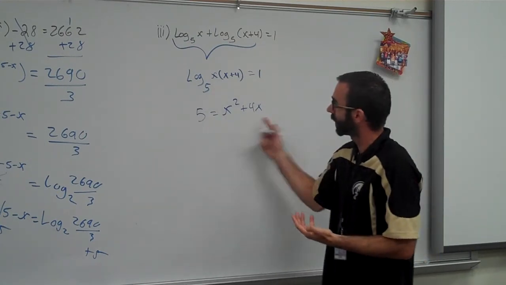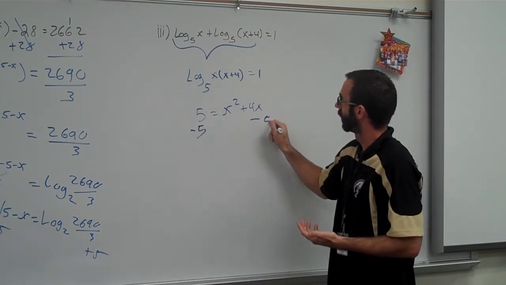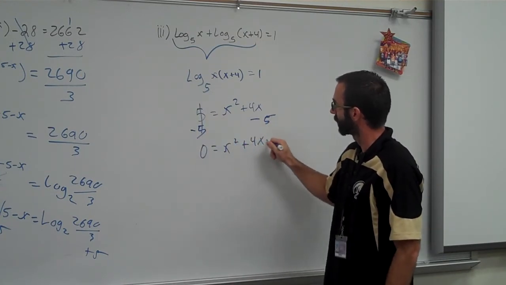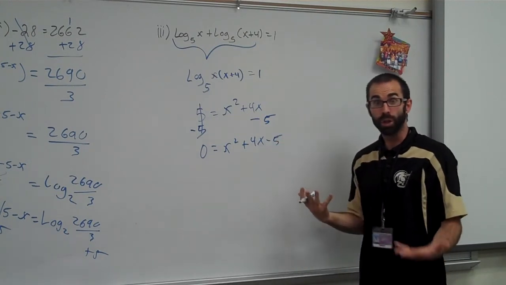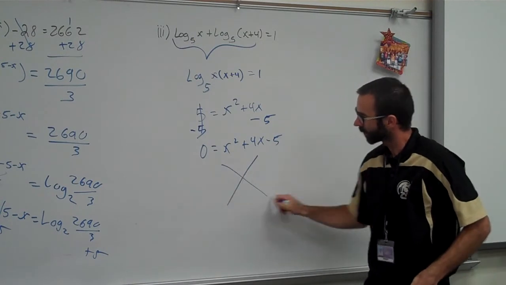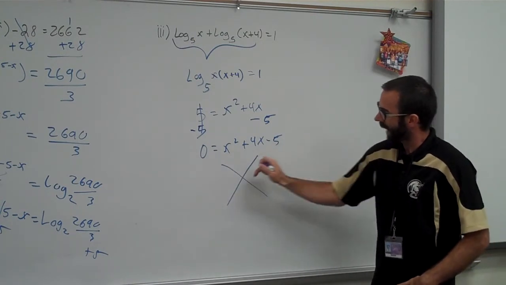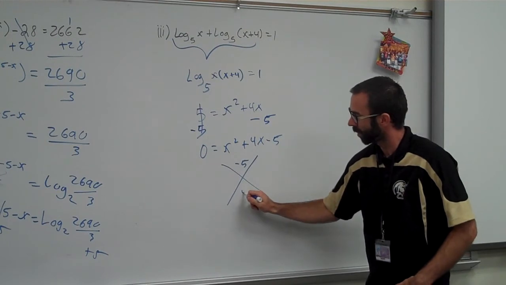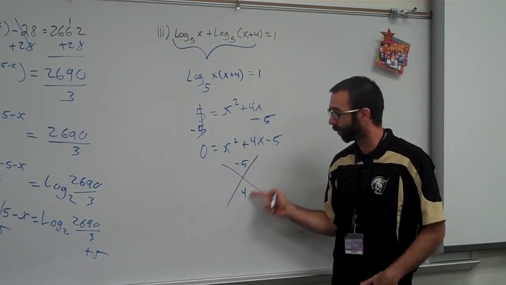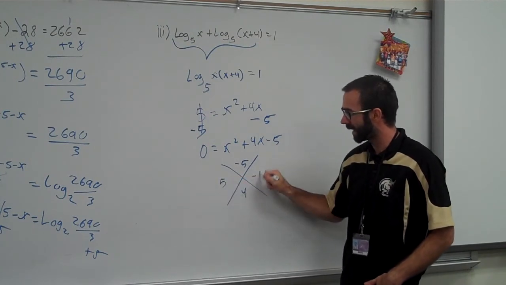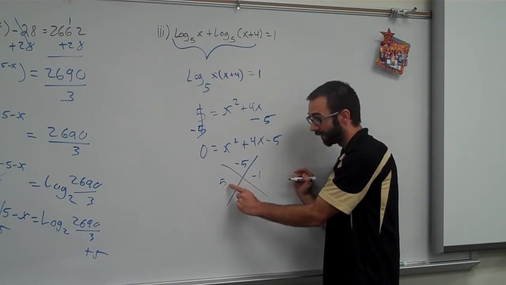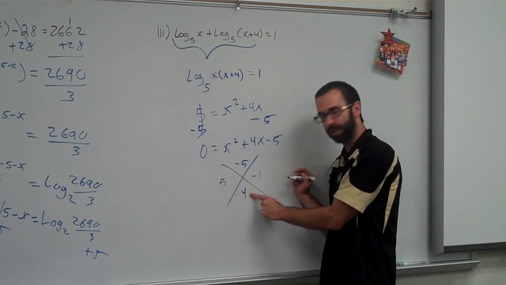So I'm going to move this 5 over here. So we get 0 equals x squared plus 4x minus 5. Now we're going to do the good old diamond days, right? That's one way to factor this, where you do your little diamond. Okay, and we put the last number on top and put the middle number on the bottom. Two numbers that multiply and give us negative 5, and then when we add them we get 4. So it looks like that's going to be 5 and negative 1. 5 times negative 1 is negative 5. 5 plus negative 1 is 4, right?